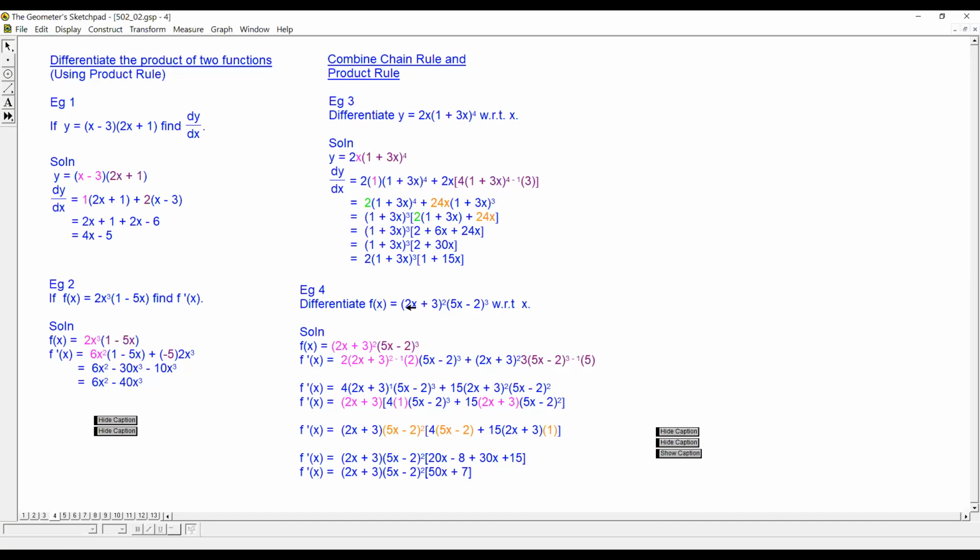So I have divided these functions into different colors so that you can recognize what I'm doing, right? The first one I color it pink, (2x + 3) raised to the power 2, pink. (5x - 2) raised to the power 3, purple. Okay, first step, differentiate the pink color, keep the purple color. Second step, keep the pink color, differentiate the purple color. Pink and purple I mix up sometimes, sorry.